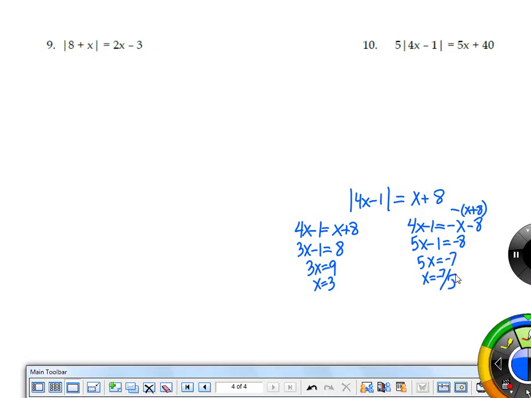And I get x equals negative 7 over 5. So then I have to plug them back into my original equation and check, because we don't know if we were solving something that actually has a solution or not. All right? Sometimes one will work, sometimes both will work, sometimes none will work. You plug it back into the very original equation.